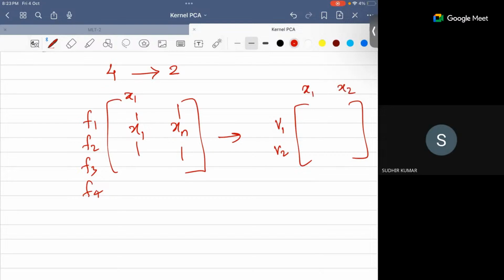So now what I am storing, I'm not storing this data point. Now I've changed from 4 dimension to 2 dimension. What I am storing is x1 transpose v1 and x1 transpose v2. I am storing x2 transpose v1 and x2 transpose v2. So this is the data set that I'm storing, and I'm working on this data set now, because from 4 dimensional to 2 dimensional I came, and now I'm working on this.